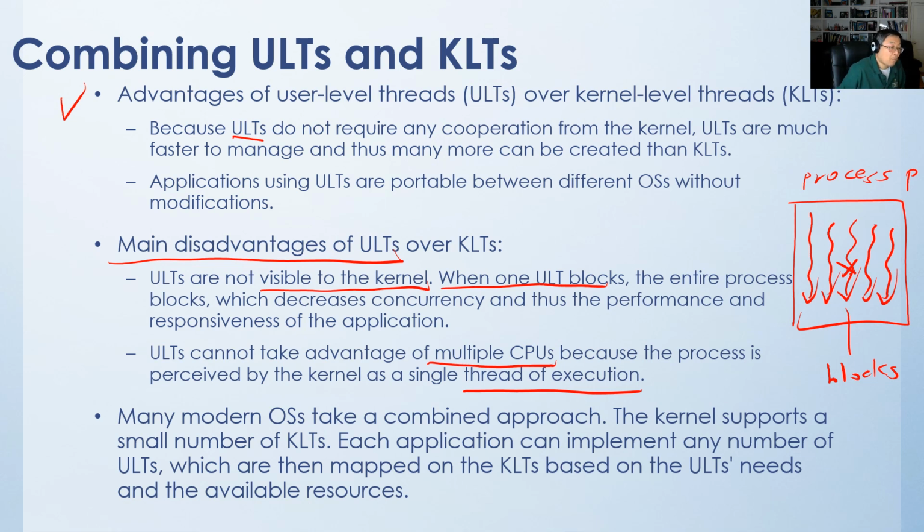So many modern operating systems take a combined approach. The kernel supports a small number of kernel level threads, and each application can implement any number of user level threads, but some of the user level threads can be mapped to the kernel level threads. This is a combined approach, which in some ways solves the problems of the user level threads.